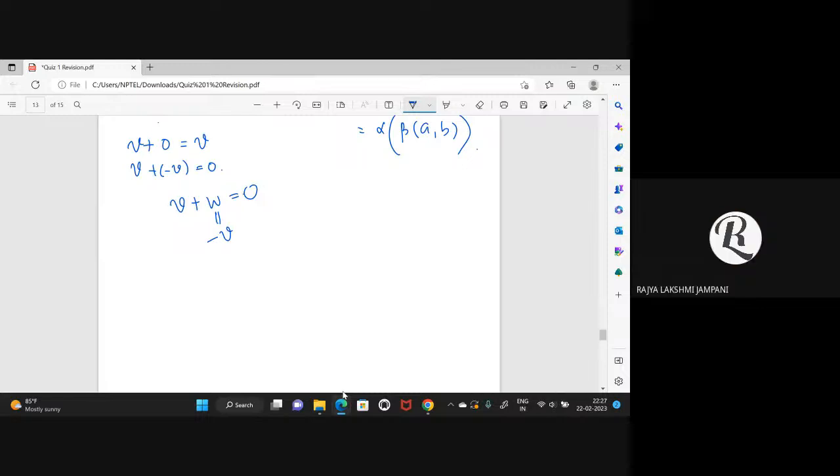Like minus V in the sense minus one. And if it doesn't work, then it is not in the vector space. Yeah. Minus one into V. That's what he's telling. It should. It need not be equal, no.